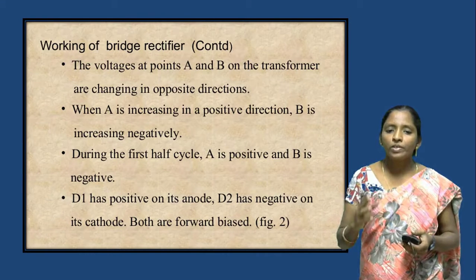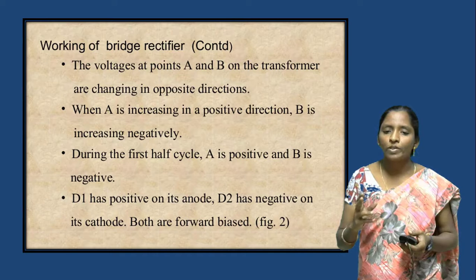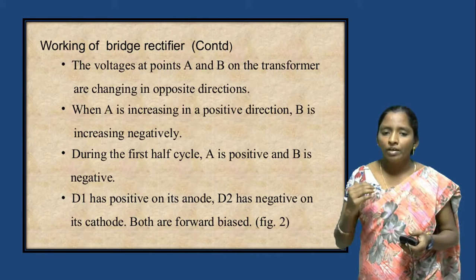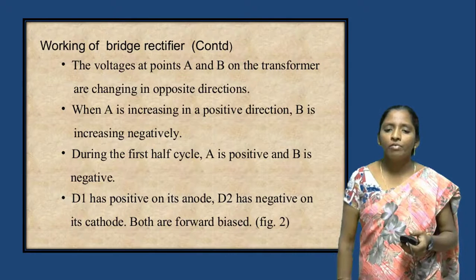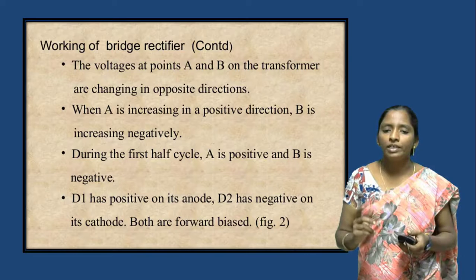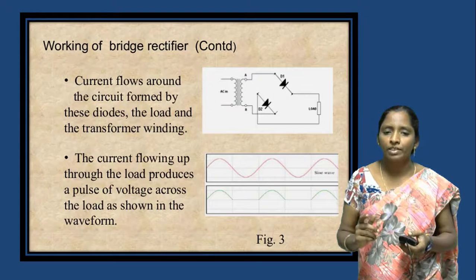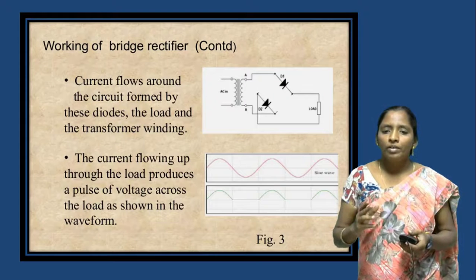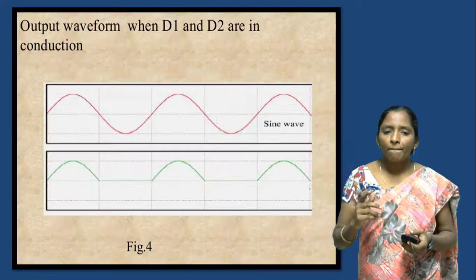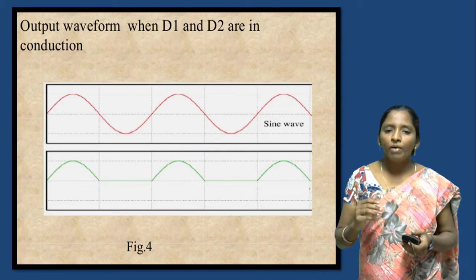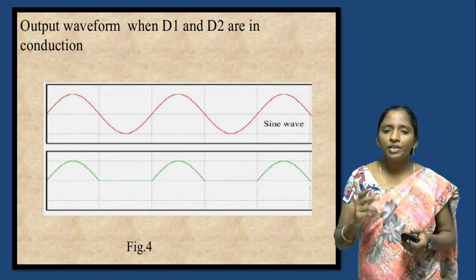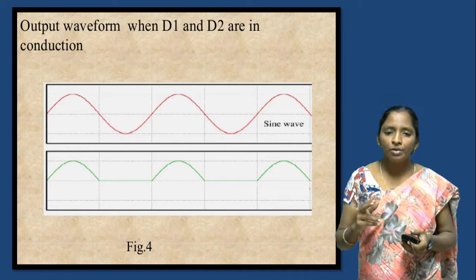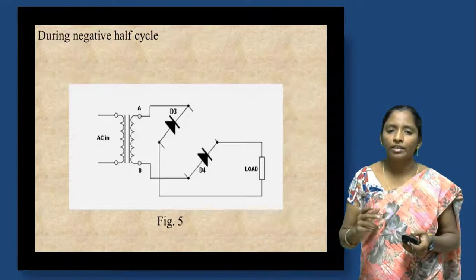So during the positive half cycle, D1 and D2 are forward biased and D3 and D4 are reverse biased. This is the waveform of the bridge rectifier. Here D1 and D2 are in the on condition. At that time we are getting output like that.